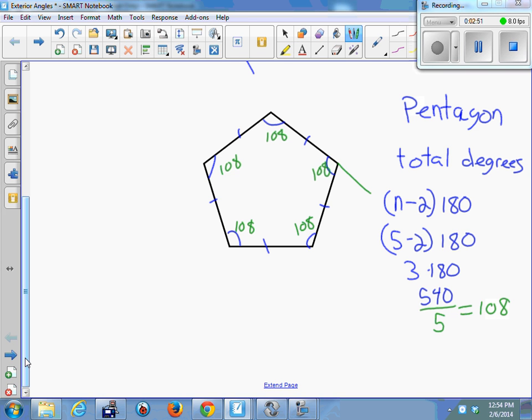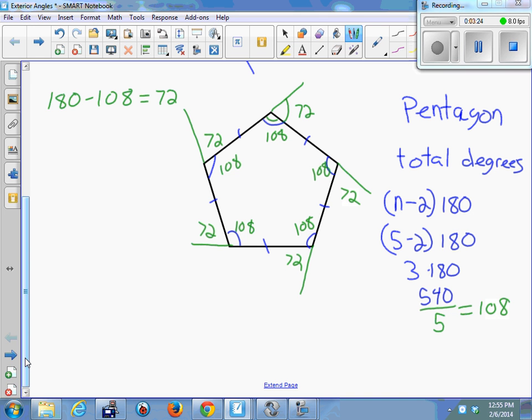Again, I take the side, I extend it. I take the side, I extend it, extend it, and extend it. We're going to do the same thing. These two angles here, this angle and that angle, add up to 180. So we take 180 minus 108, and that gives me 72. So this angle here is 72 degrees, 72, 72, 72, and 72.